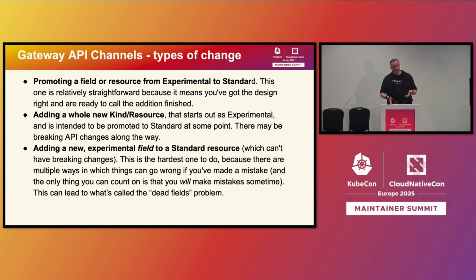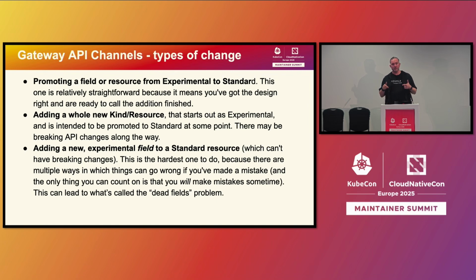The last one, that's the scariest one, is adding a new experimental field to a resource that itself is standard. So there needs to be a way, for example, in the Gateway API, if we want to add a new field to the Gateway object, for us to safely do that and to be able to communicate to users that this new field is still experimental and we haven't finalized the design yet. And there's so many things that can go wrong if you've made a mistake, if you need to change the field; there's a lot of changes that are breaking changes that can really cause problems here.